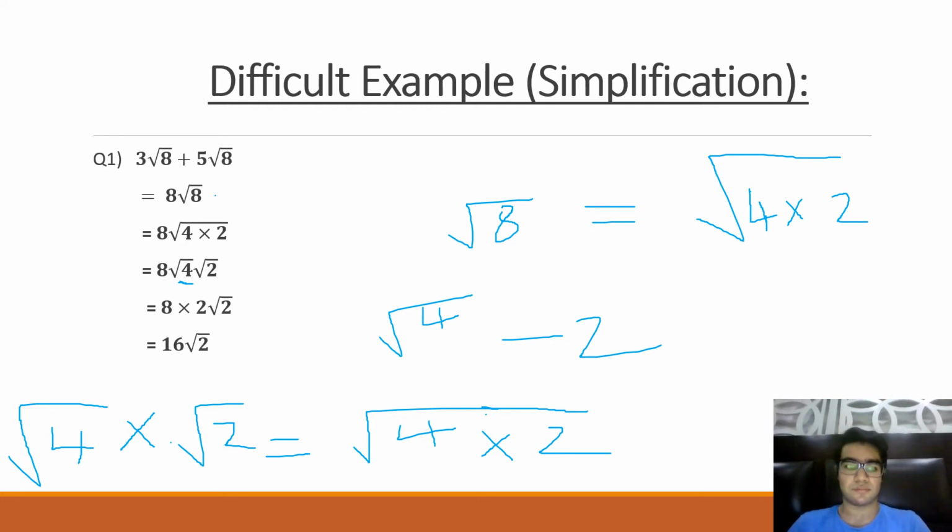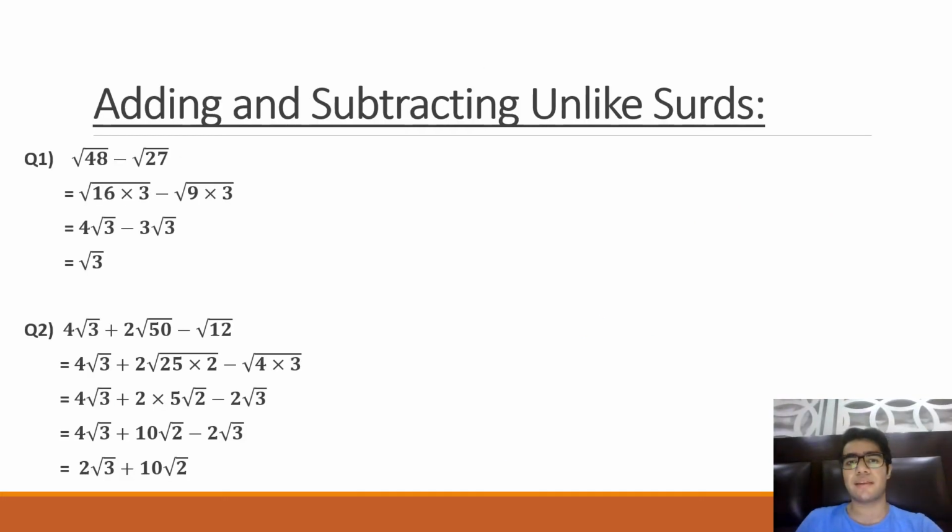Now let's move on. So now we'll look at adding and subtracting unlike surds. Unlike surds means surds which are not like. So they are different surds. So in this example we have root 48 minus root 27. Now how do you do it? Again, you need to simplify it first.